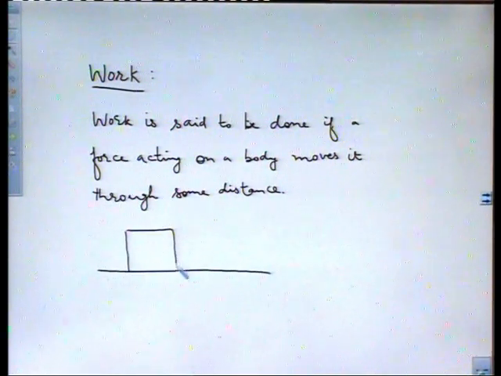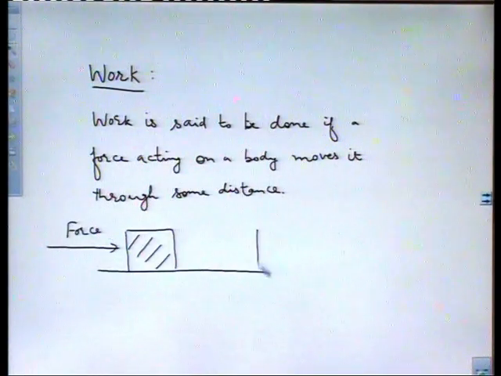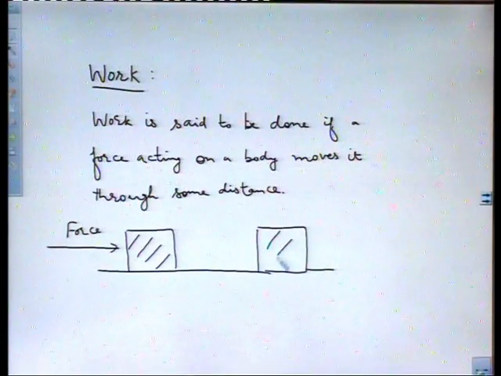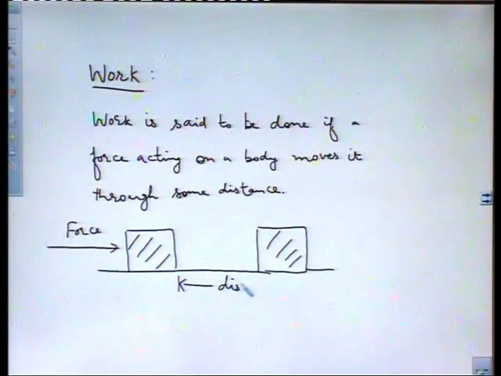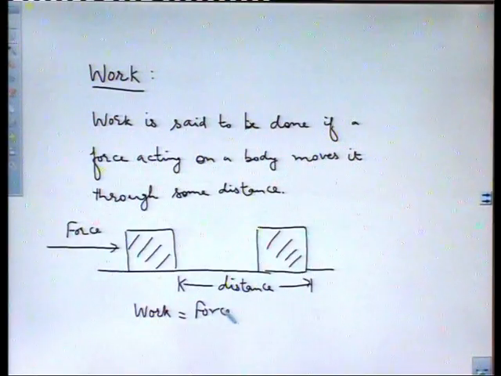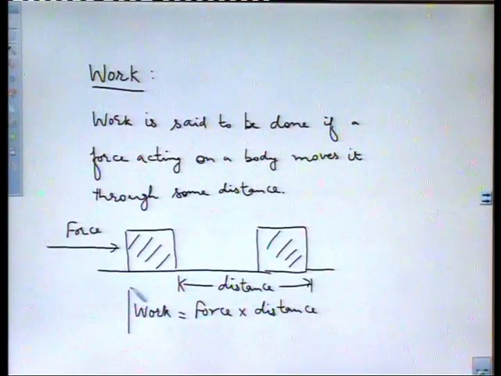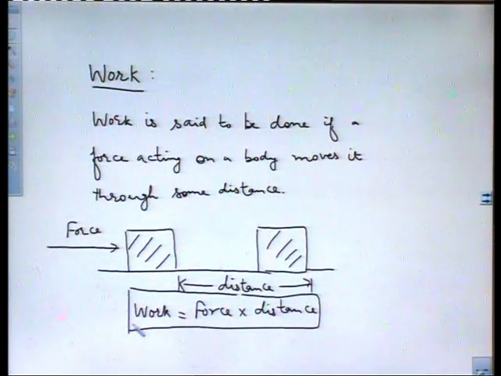Suppose we have a body, we apply some force, it moves up to this distance, then we say that this force is doing some work. Work is said to be done when force acting on a body moves it through some distance. Then work is measured as the product of force and distance, the distance through which the body moves. The formula for work becomes work is equal to force into distance.